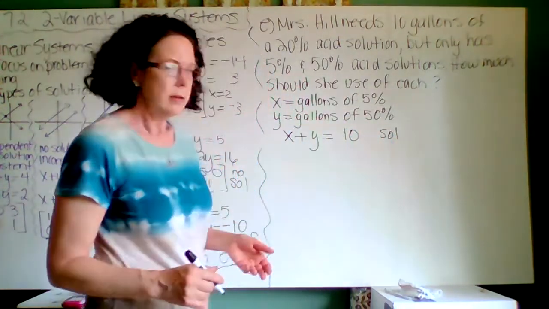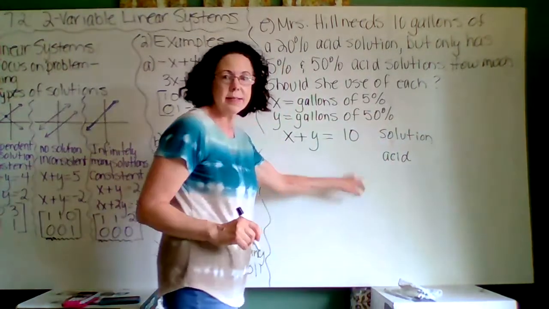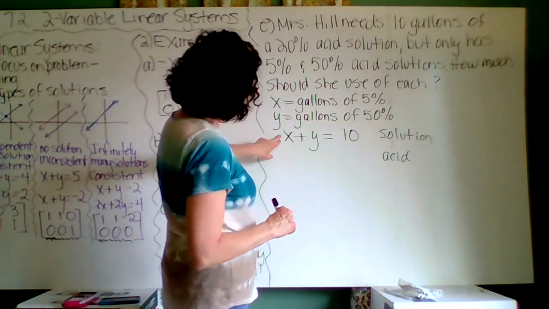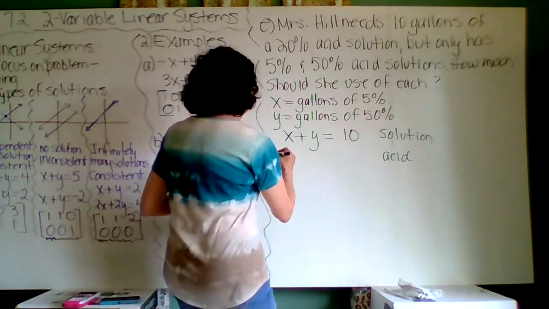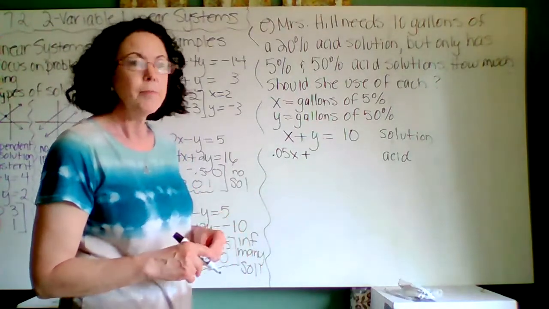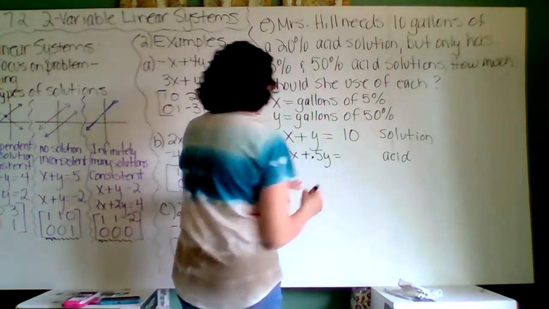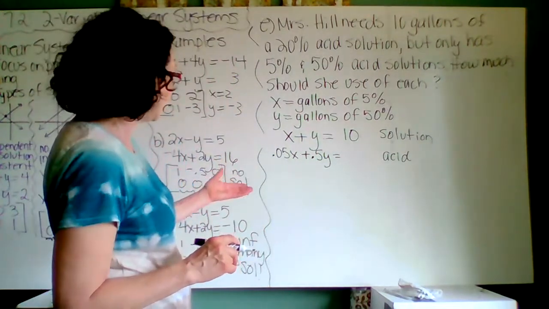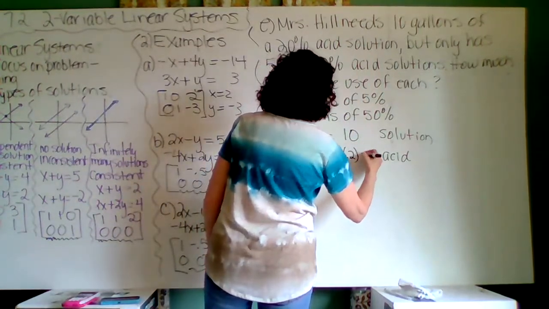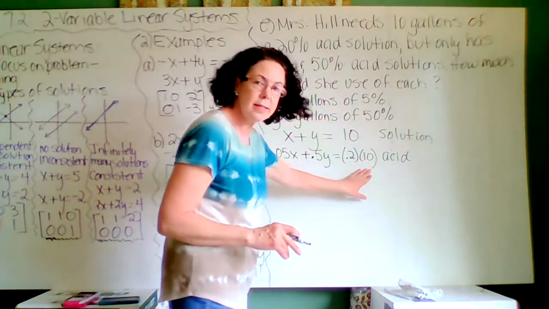The second equation then is, but it has to be 20% acid. So I need an equation for an acid solution. So what I'm going to do is, with how many gallons I have of X, 5% is acid. So if I take the gallons of X and multiply it by 0.05, I get the amount of acid in those gallons. I will do the same for Y. That would be 0.5 times Y, which would give me the acid with the Y gallons. And I need that to be a total of 20% acid in the 10 gallons. Right? So I have acid plus acid equals acid in the final product.